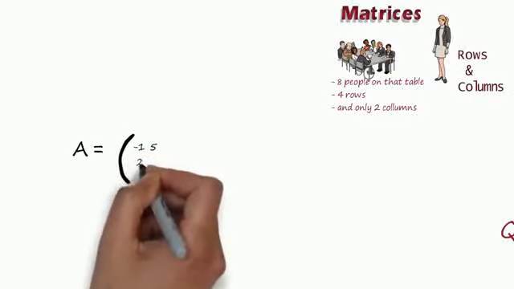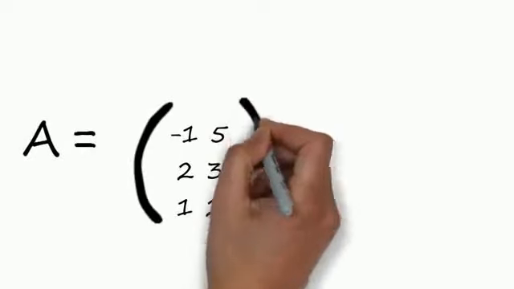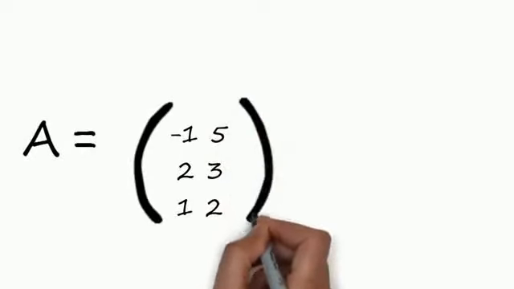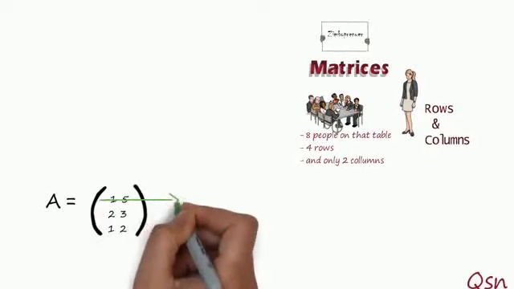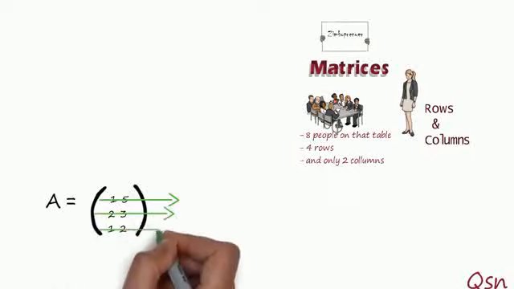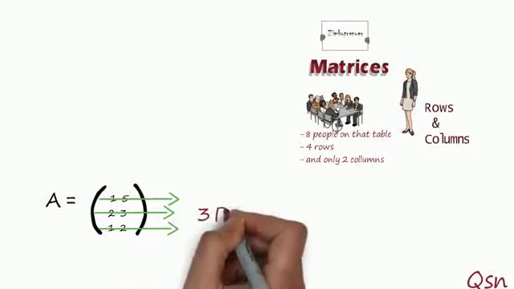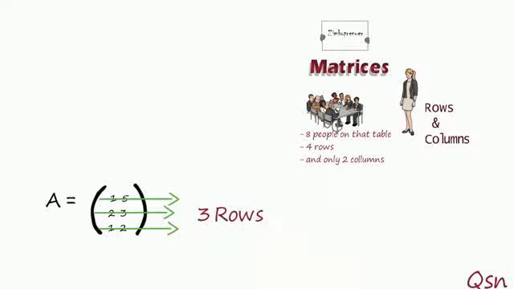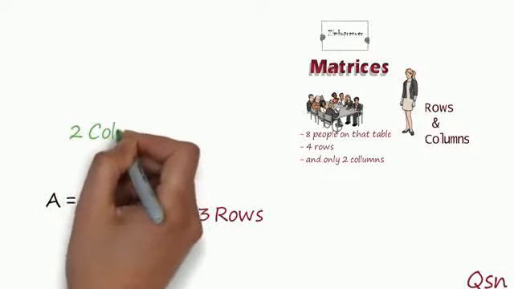I have a matrix there, matrix A, which is minus 1, 5, 2, 3, and 1, 2. So every time you will start with the rows, highlighted by the green. Those are the rows, meaning that we have 3 rows: 1, 5, 2, 3, and 1, 2. That's 3 rows. Then, as we move up or down, we have 2 columns.